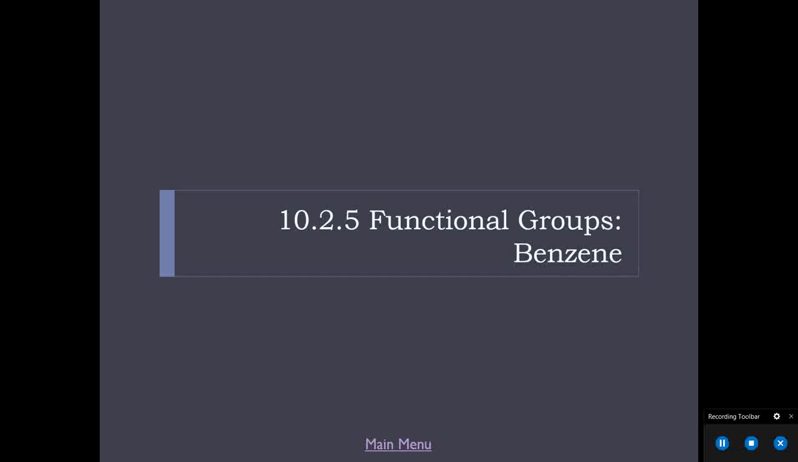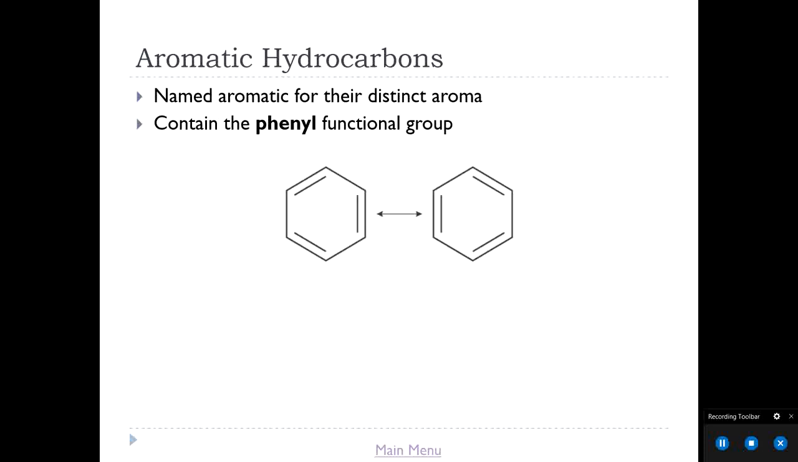Okay, so the last thing we have to look at for the organic chapter is the properties and reactions involving benzene. So benzene is classified under a group of what we call the aromatic hydrocarbons. Okay, the name originally came due to the smell of these things containing benzene. They have a very distinct aroma to them, hence aromatic.